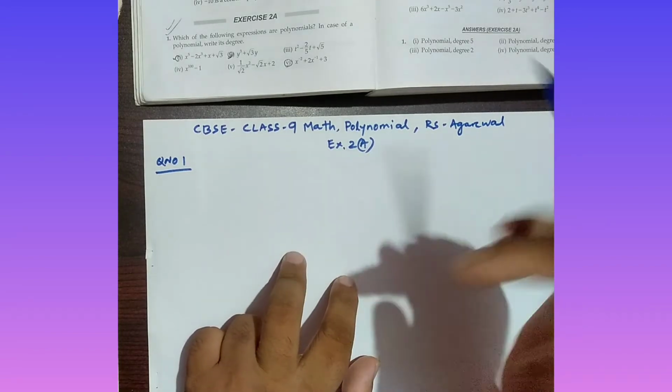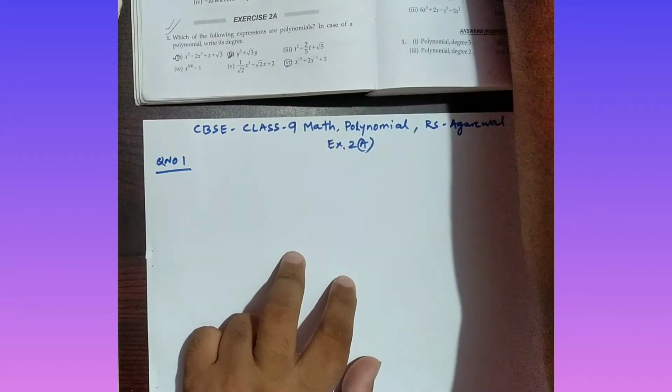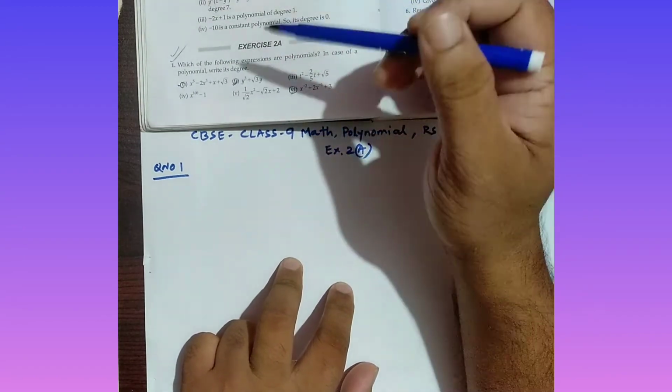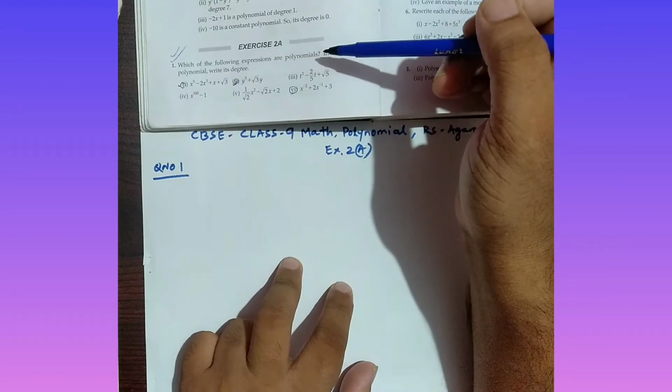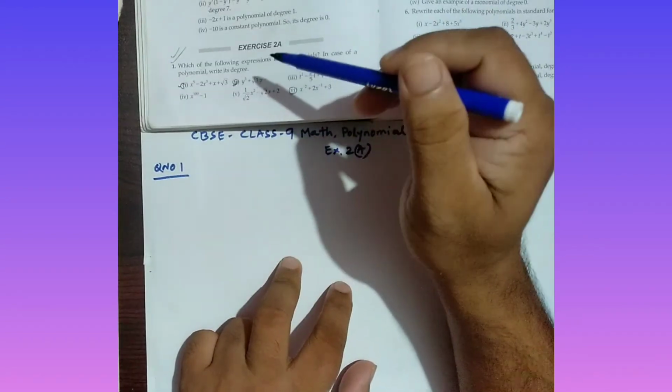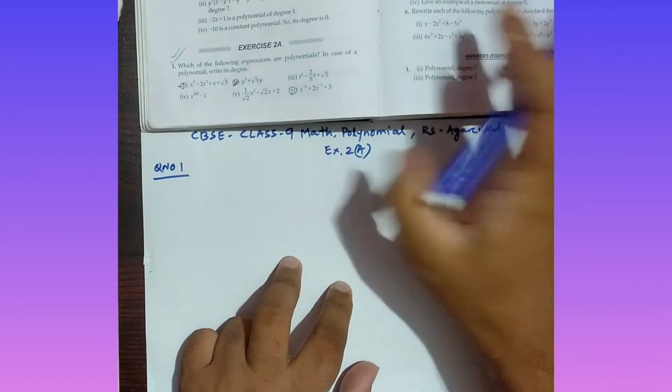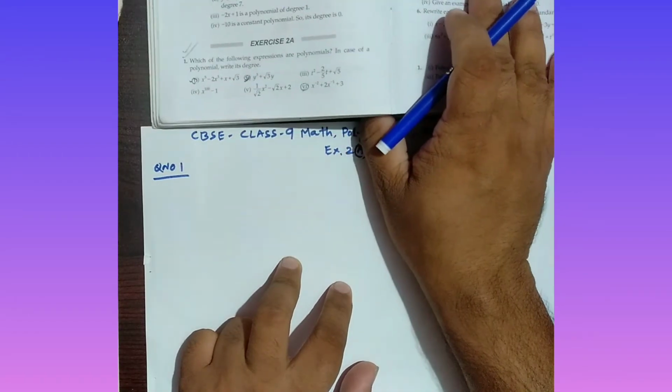Okay, look at the question, exercise 2a. What is the question asking? The question is asking which of the following expressions are polynomials. In case of a polynomial, write its degree. So one by one we are going to discuss, question number 1.